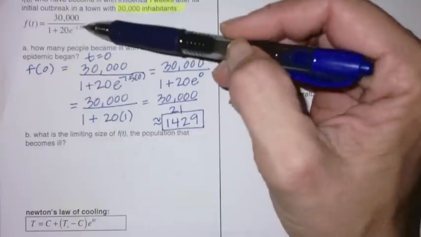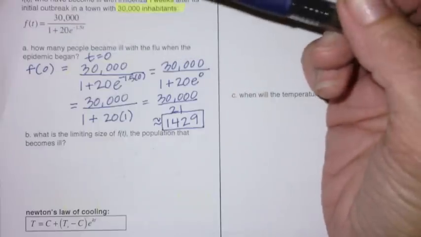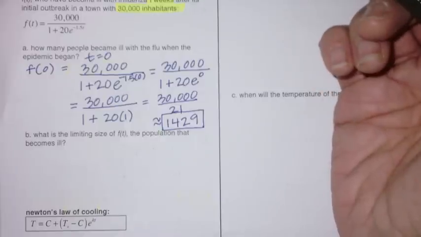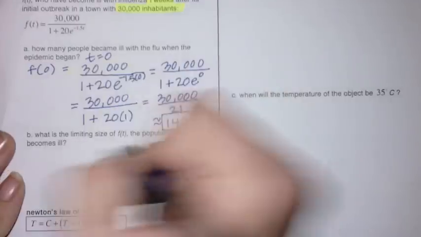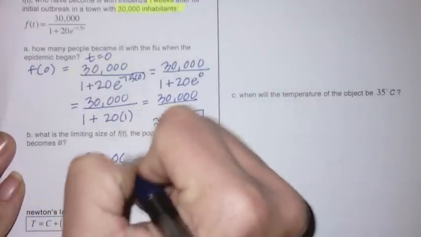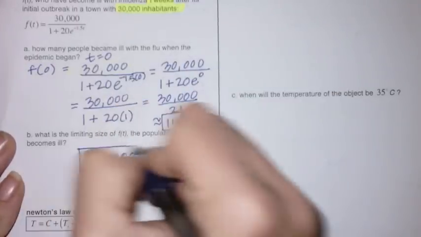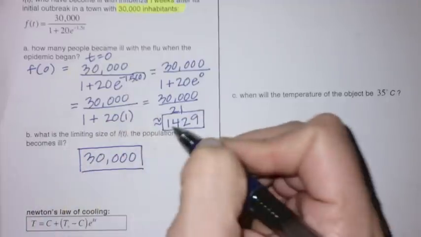I can plug in a negative number and then see it get bigger and bigger. So what's the limiting size? What is the maximum number of people that can become ill? It's 30,000 because that's how many people are in the city.